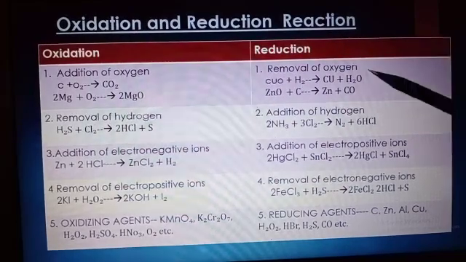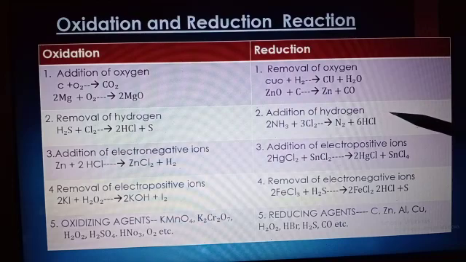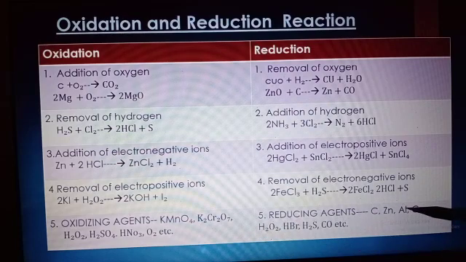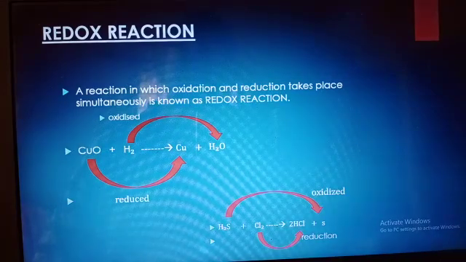Whereas, as you see, when there is a removal of oxygen or addition of hydrogen, this is called a reduction reaction. There are certain oxidizing agents and reducing agents which help in oxidation and reduction.